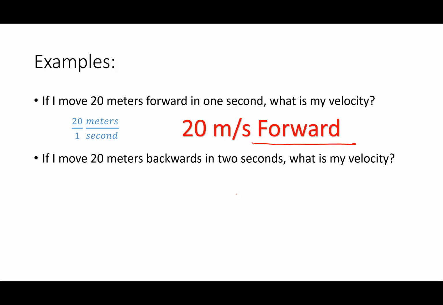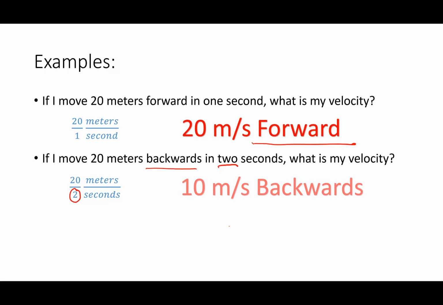If you move 20 meters backwards in 2 seconds, what's your velocity? Well, two things are different here, right? It's 20 meters in 2 seconds, not 1. And also, you're going backwards instead of forwards. So your velocity is 10 meters per second, because 20 divided by 2 is 10, backwards, because that's your direction tag.